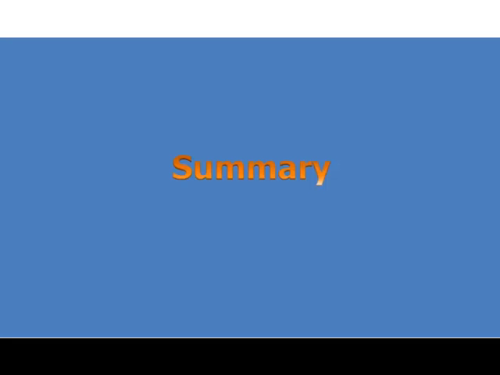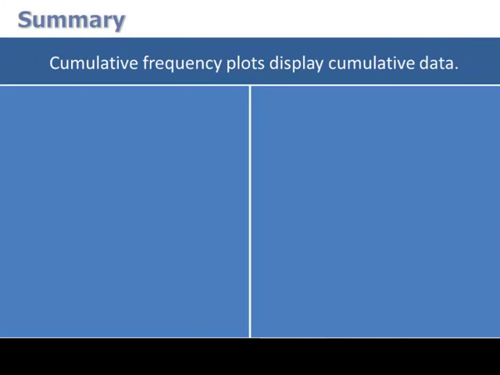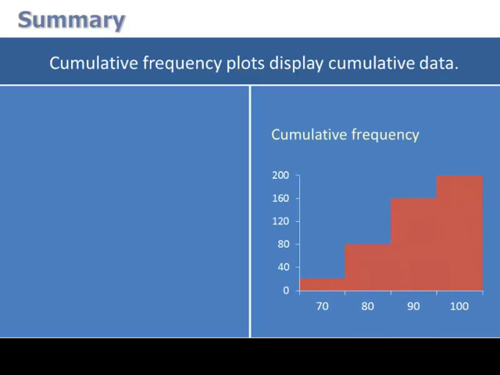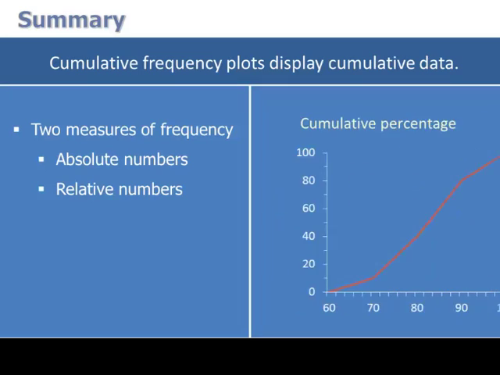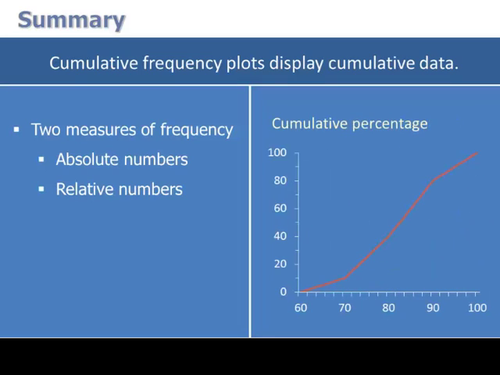Let's review. A cumulative frequency plot shows the frequency that observations in a data set are less than or equal to particular values. There are two ways to measure frequency, with absolute numbers or with relative numbers, like proportions or percentages. And finally, we described how to read a cumulative frequency plot when it has a continuous variable on the x-axis.